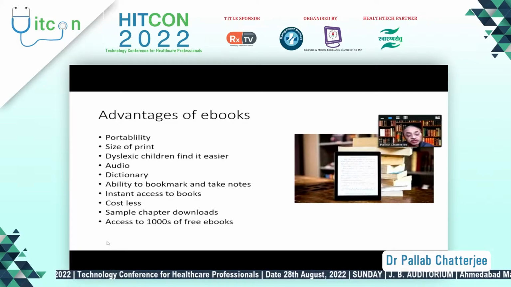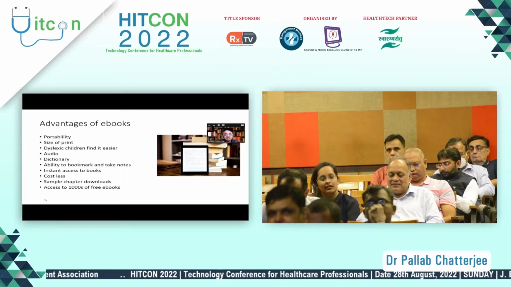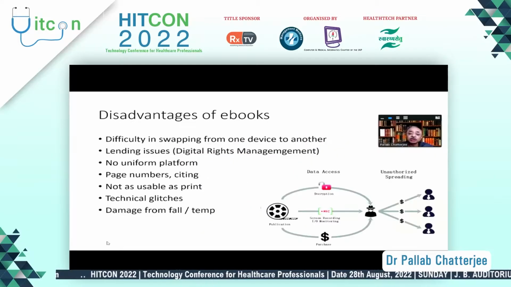The cost of ebooks is usually less than the cost of physical books. You can have chapter downloads. If you don't want to buy a book immediately, you can download sample chapters, go through them, and see whether you would like to buy the book or not. And you can have access to thousands of free ebooks on the net.